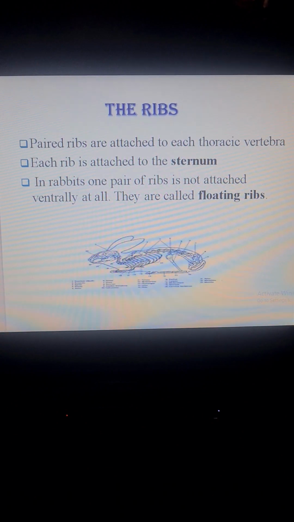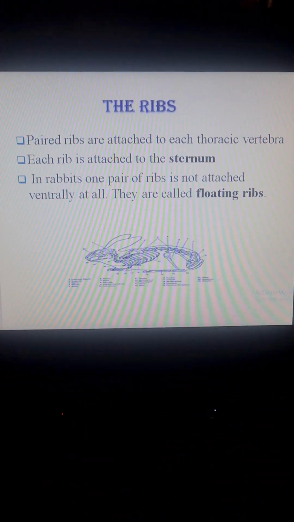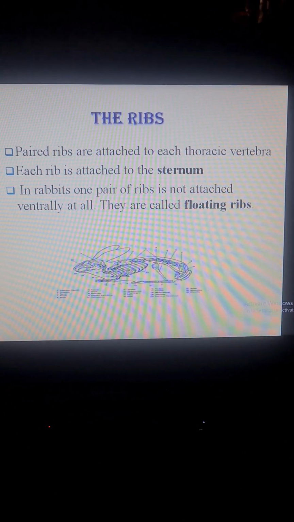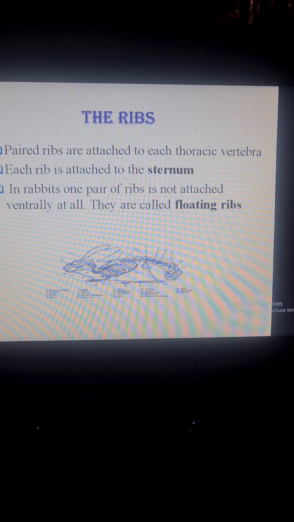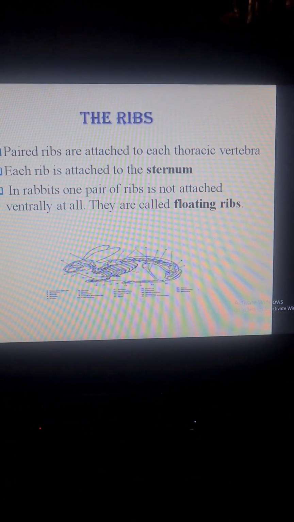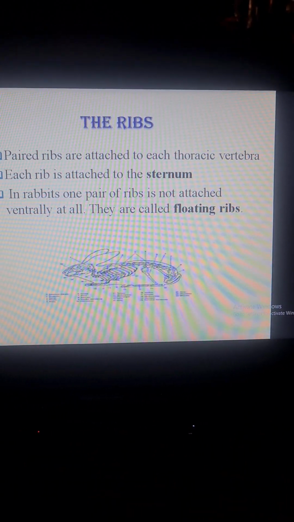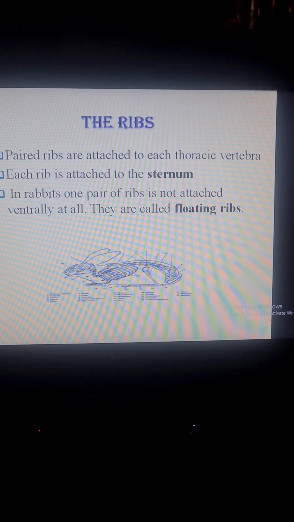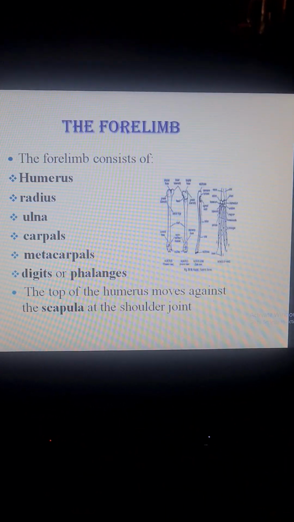The ribs. Paired ribs are attached to each thoracic vertebra. Most of the fill-in-the-blank questions ask where the ribs are mostly attached. They are attached to the thoracic vertebrae. Each rib is attached to the sternum. In rabbits, one pair of ribs is not attached ventrally at all. They are called floating ribs. So floating ribs is the most important term to remember in the skeleton of the rabbit.